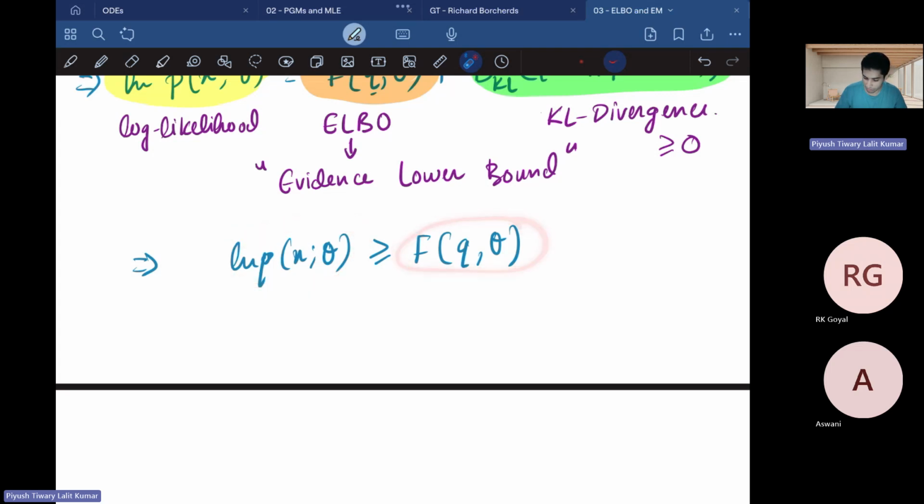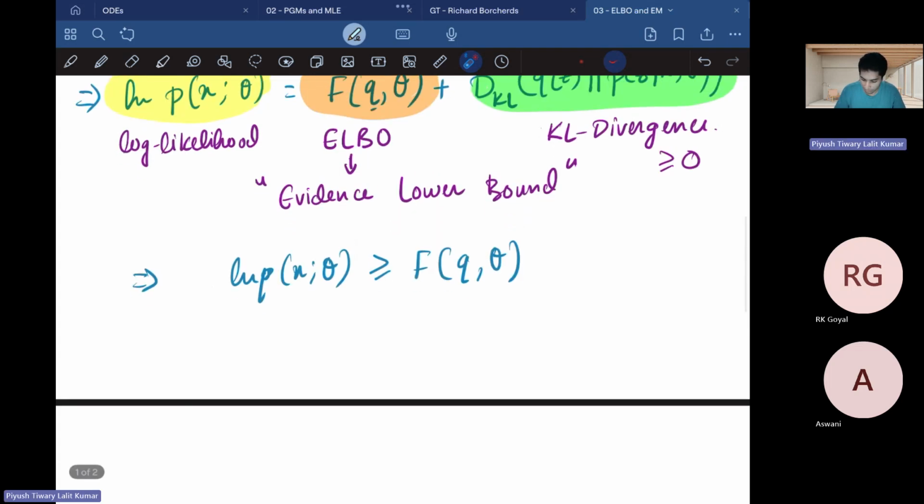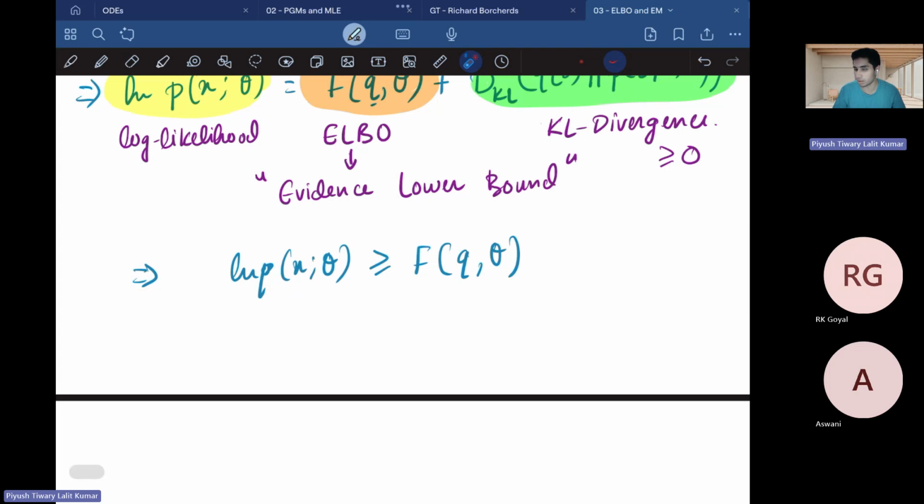That is why you call it evidence lower bound. This log p of x given theta is also called evidence in a Bayesian setting, and this is a lower bound on the evidence. So the evidence, or this log likelihood term, is always greater than this term. That is why we call it evidence lower bound, or ELBO. You will keep hearing this ELBO again and again in different contexts. It keeps popping up again and again.